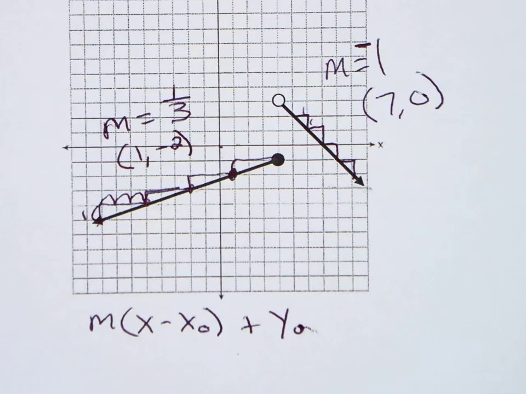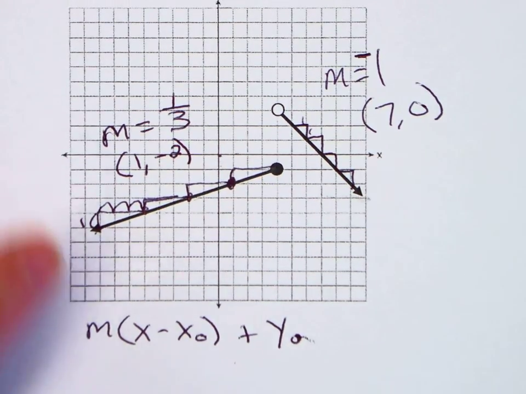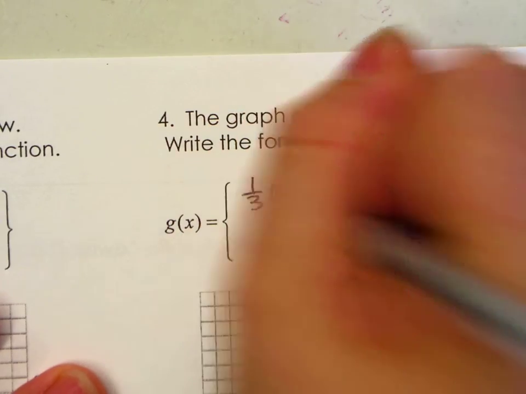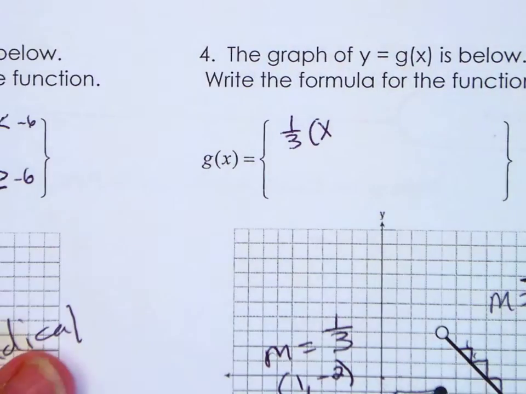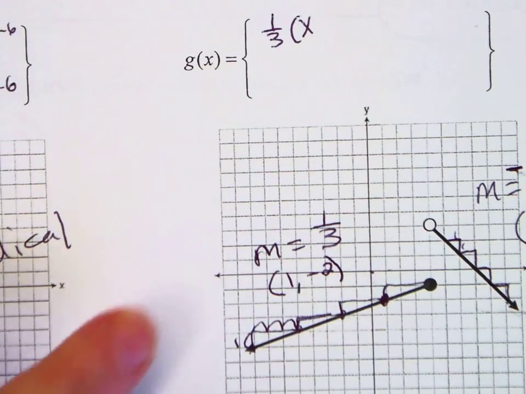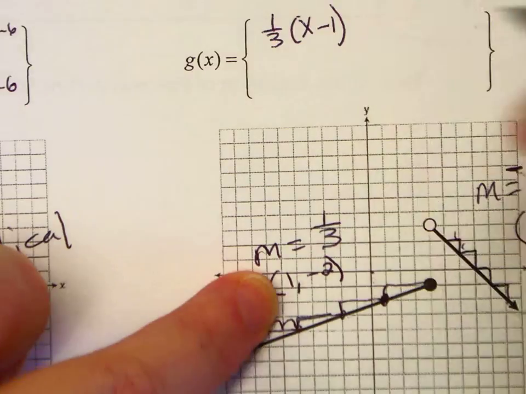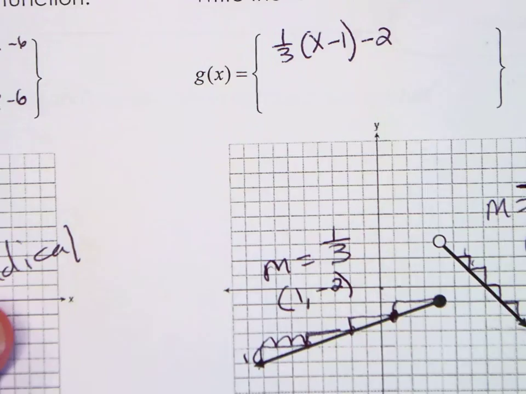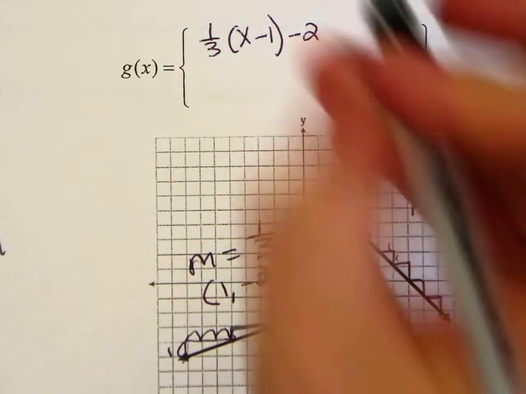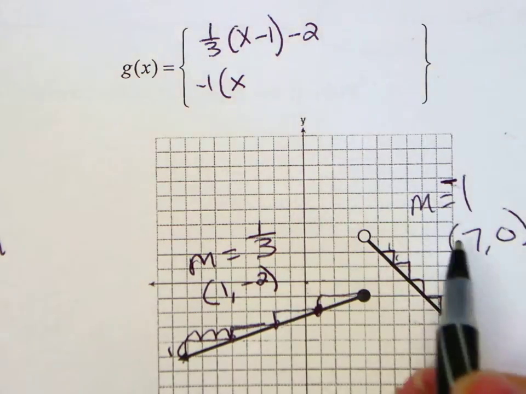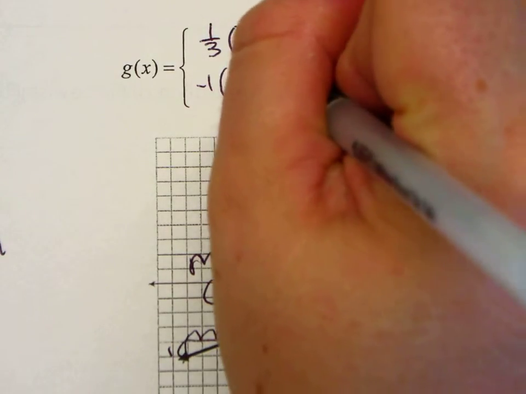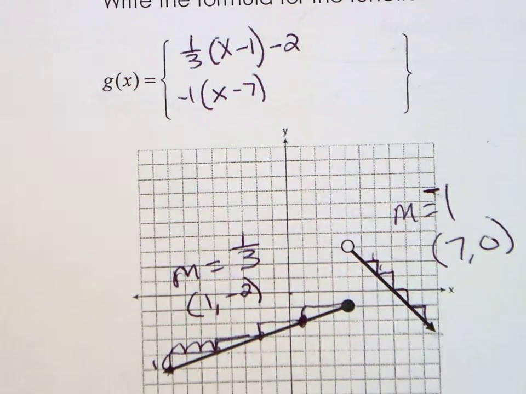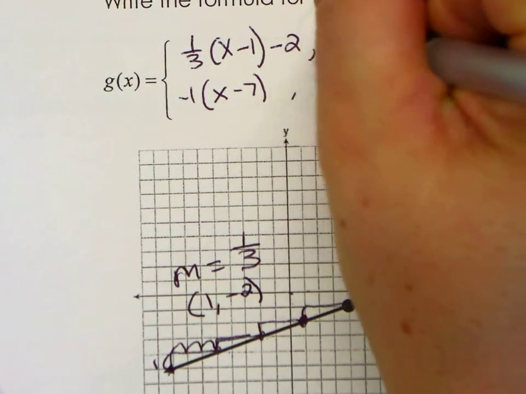Okay. Now we're going to plug into this formula. So I'm going to start on the left. My m is 1/3. So 1/3 (x, just like with the parabola, I changed the sign of the x, minus 1). The outside stays the same. Okay. The rules are exactly the same. The other line, my slope is negative 1. Negative 1 times (x minus 7), change the sign, plus 0. Adding 0 is silly, so I'm not going to write that down. Okay, so then we have our x's.